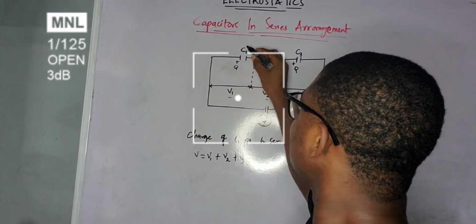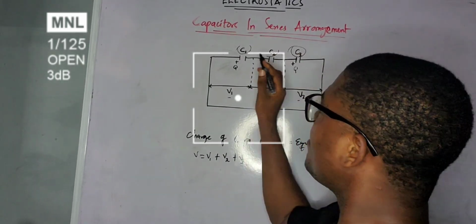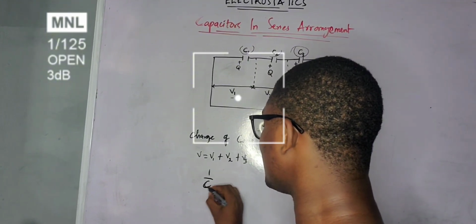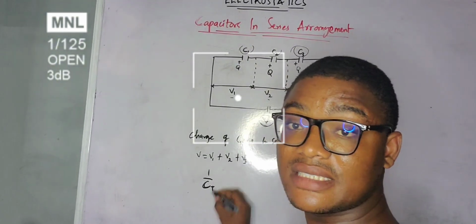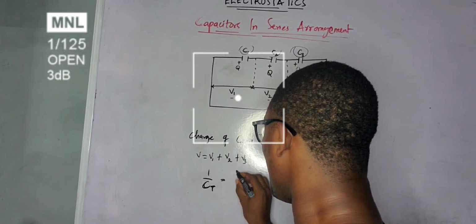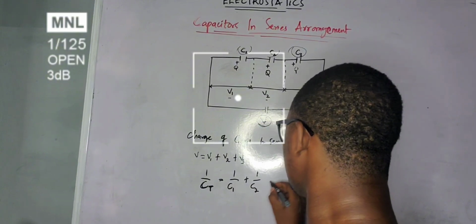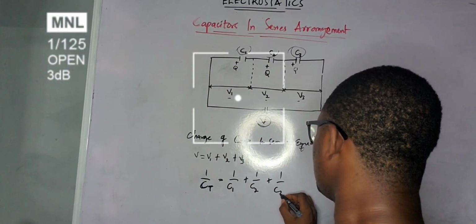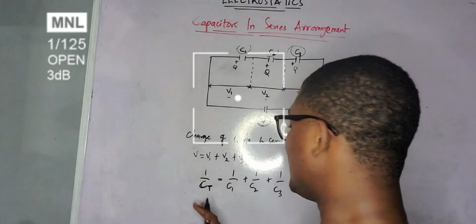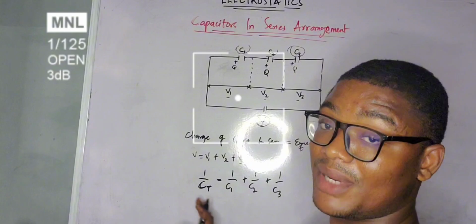Now, if you check it now, we have capacitor 1, capacitor 2, and capacitor 3. The formula for this arrangement is: 1 over total capacitance. Let's say the total capacitance is CT. 1 over CT equals 1 over capacitor 1 plus 1 over capacitor 2 plus 1 over capacitor 3. That is the formula to find the total capacitance.